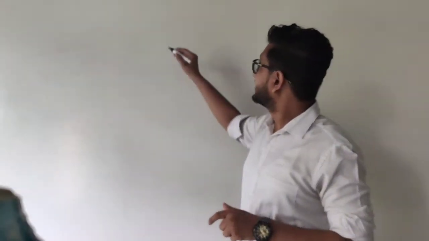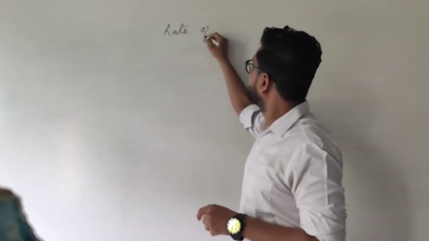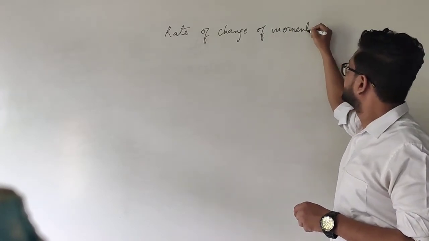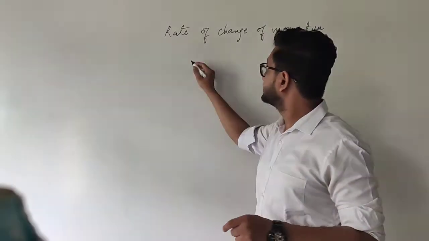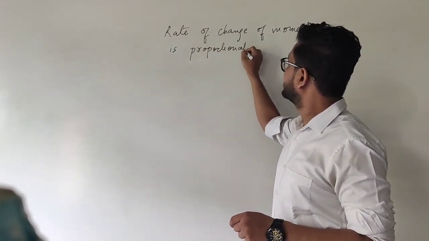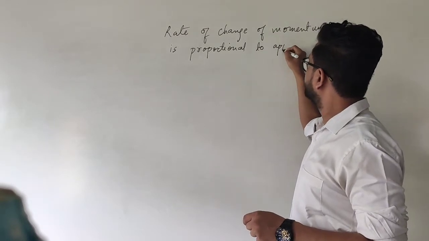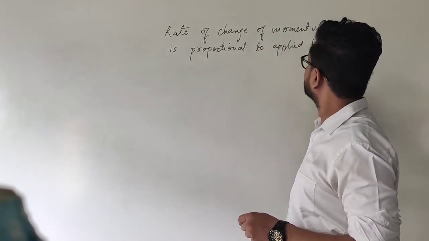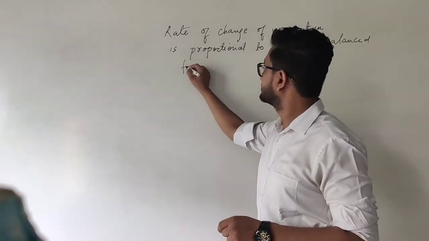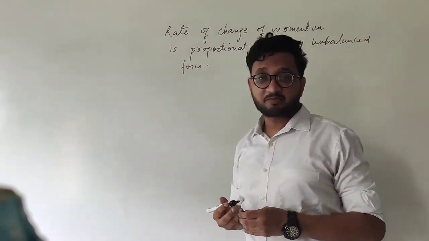The second law of motion states that the rate of change of momentum is directly proportional to the applied unbalanced force. So rate of change of momentum is proportional to applied unbalanced force. Now what does this statement mean?